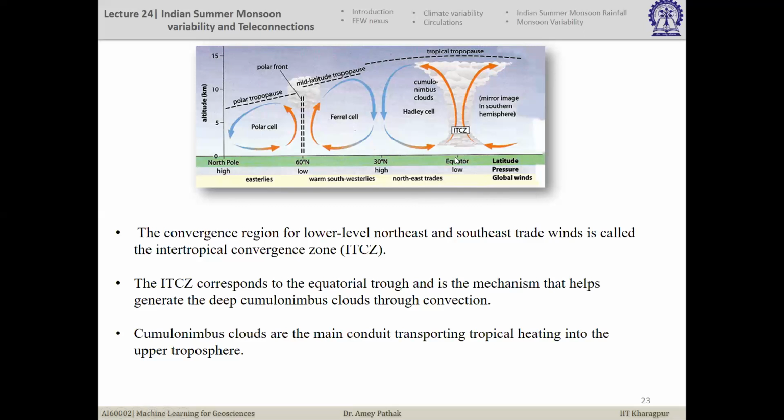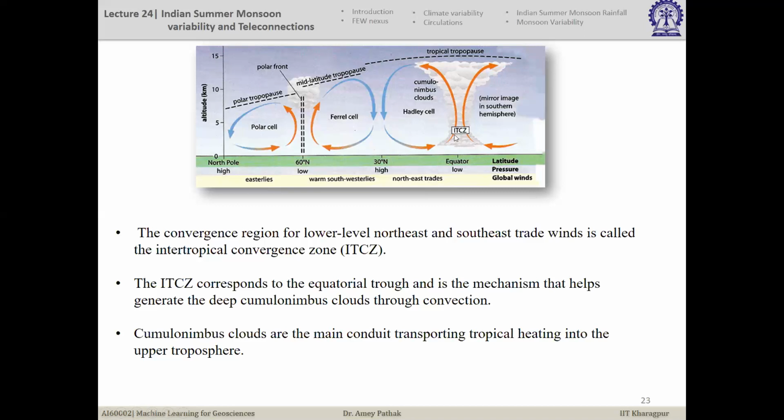Okay, so this ITCZ, that is the intertropical convergence zone, corresponds to the equatorial trough, and it is a mechanism that helps generate deep clouds through convection. So a lot of convective activity is taking place here. This kind of convection is a strong way of transporting the heat that is generated here and distributing it to the different parts of the hemisphere. So yeah, the more energy we receive.